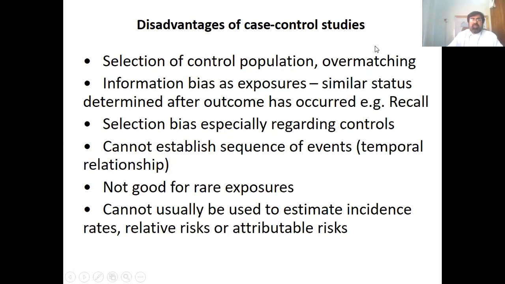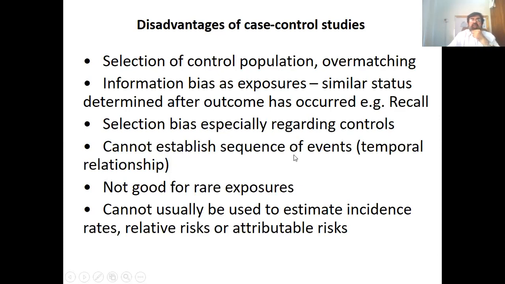Overmatching: you have to match with respect to gender, with respect to age, and with so many factors. So that is a problem. Information bias in exposure status: some will give you good information and some will not remember. So that becomes a bias. It is determined after the outcome has occurred, for example, recall bias.